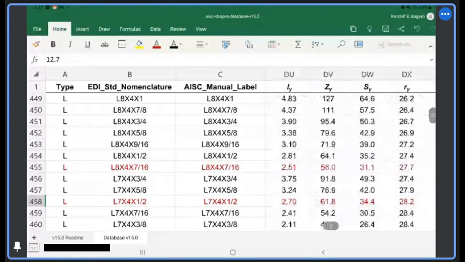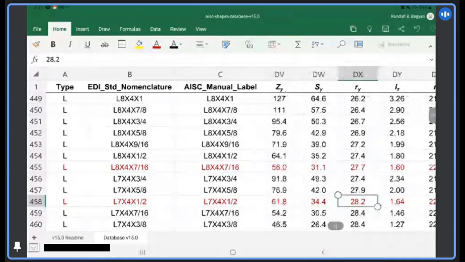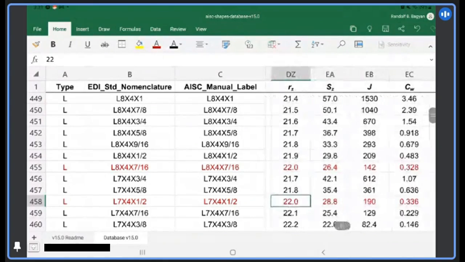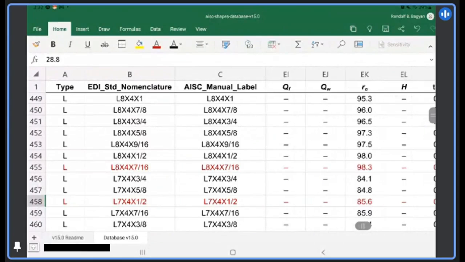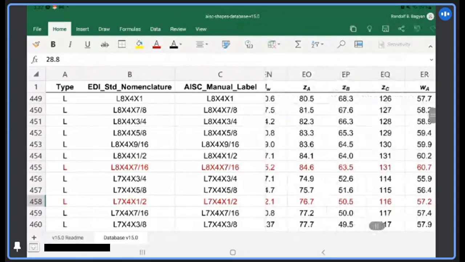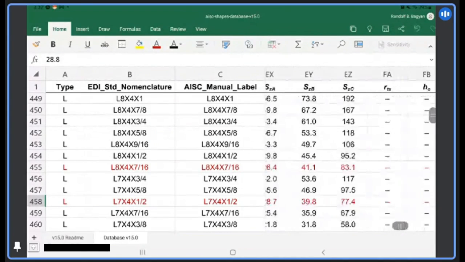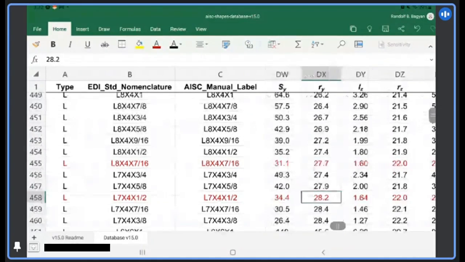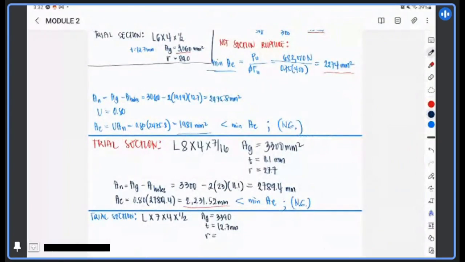so kapag kayo ang nagsasolve class, pwedeng isulat nyo na yung mga possible sections na i-consider nyo para minsan kayo mag-check. Okay, and what you think would be the best suitable, okay, will govern your design. Saan na yun? Lumampas na ba ako? R sub y is 28.2. So, pasado pa rin siya. Okay, i-check na lang natin siya for net section rupture.